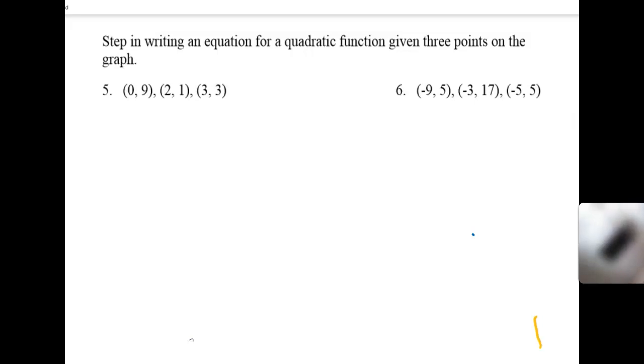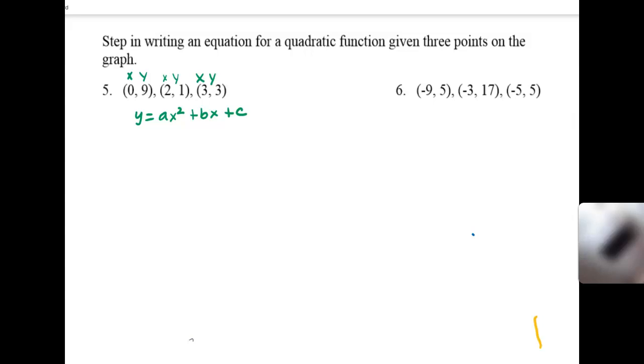The first thing that you need to do is remember your basic equation in standard form for a quadratic. That would be y equals ax squared plus bx plus c. Now, when you look at this, you're given 3 points. And if you think about it, you're given x and y's here. And so by looking at this equation, we can substitute in our x and our y because we know those.